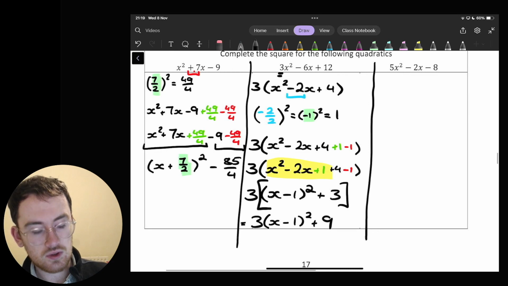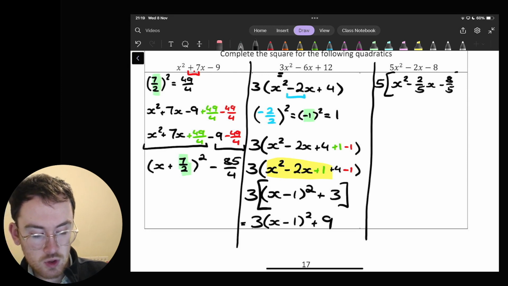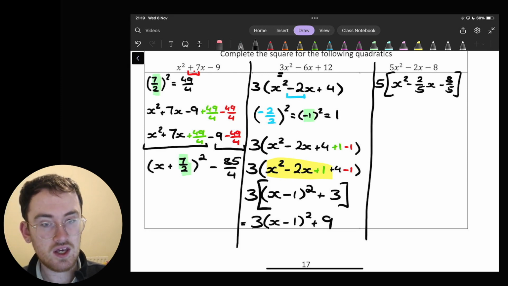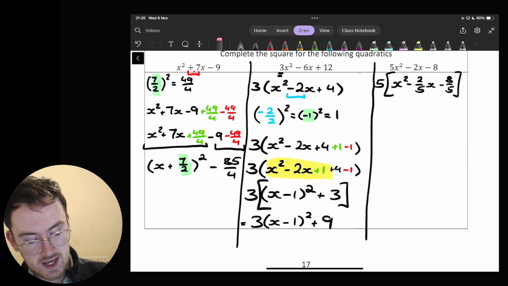Okay, same thing's going for this last example. Again, I'm going to factor out 5 before I start. Let me just use maybe a square bracket here from the beginning. So x squared minus 2 over 5 x minus 8 over 5. So a bit more complicated of a question it looks like we're going to be having here. So let's keep following through in the same way as before.